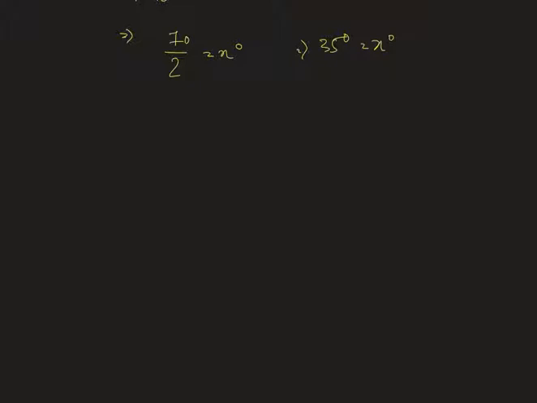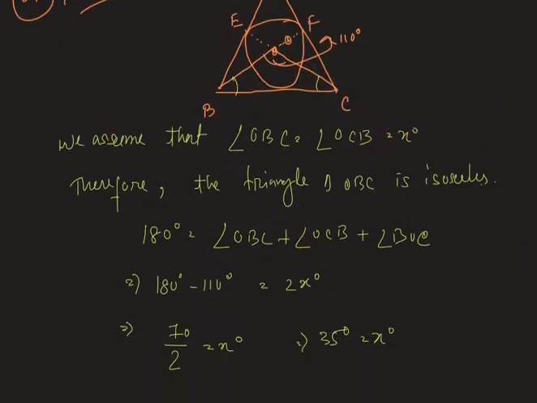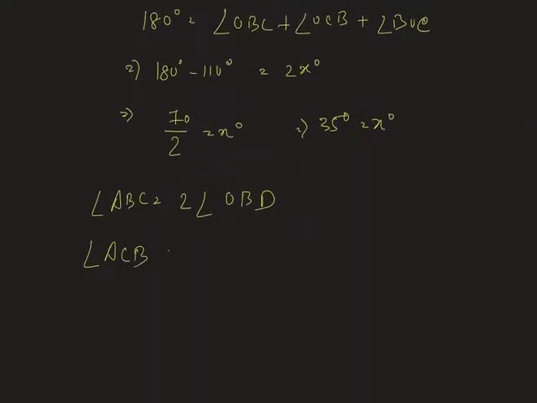Now we already know that angle ABC is equal to 2 into angle OBD, and angle ACB is equal to 2 into angle OCD. Now OBD and OCD both are x degrees as we assumed. Therefore, angle ABC is 70 degrees, and so is angle ACB.